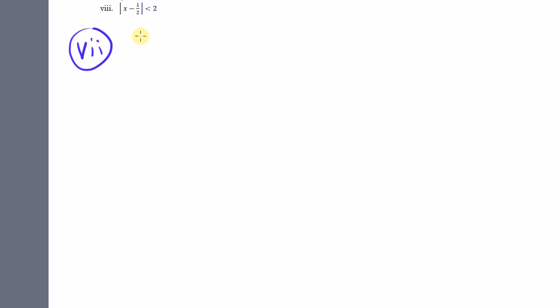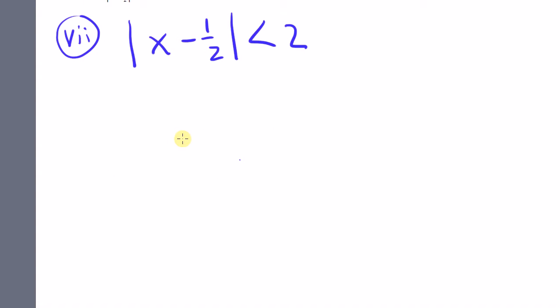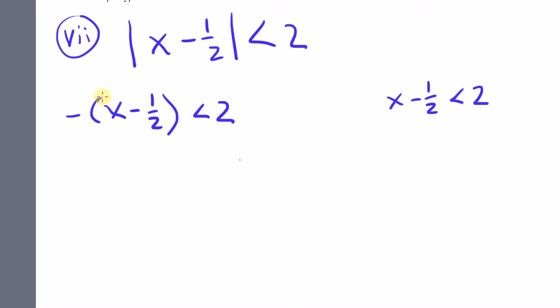Okay, 7. It's going to be the absolute value of x minus 1/2 is less than 2. So again, we're going to have two cases. We're going to have x minus 1/2 is less than 2. And we're going to have the negative, or the opposite, of x minus 1/2, less than 2.